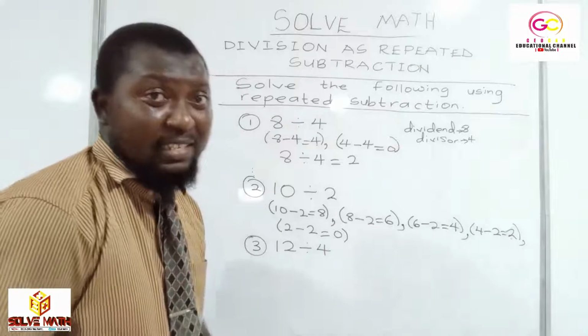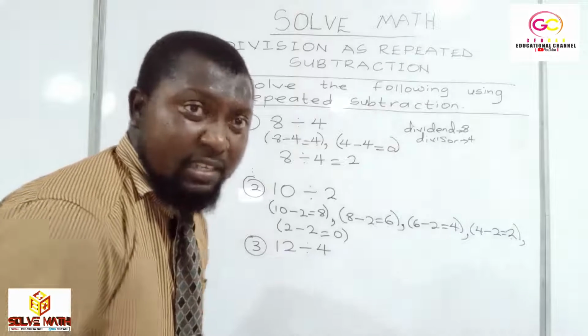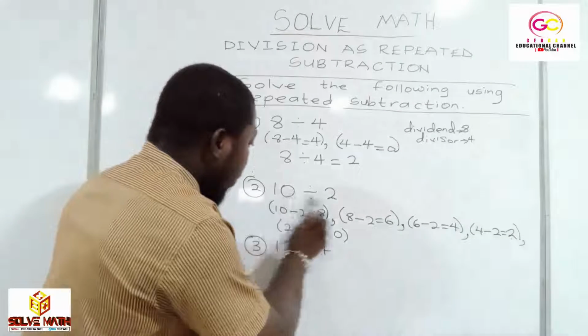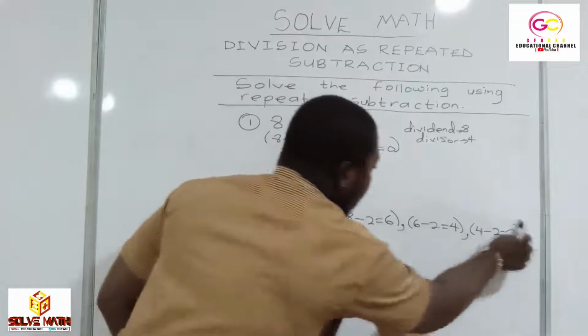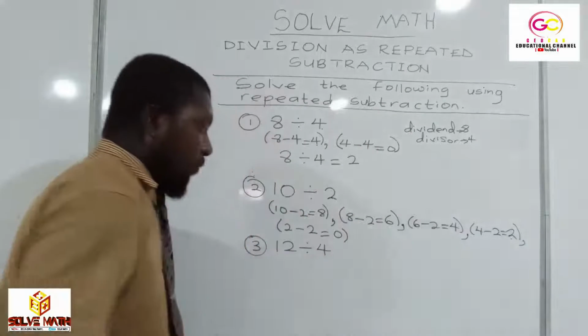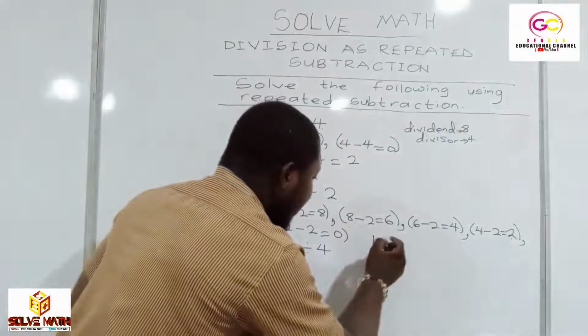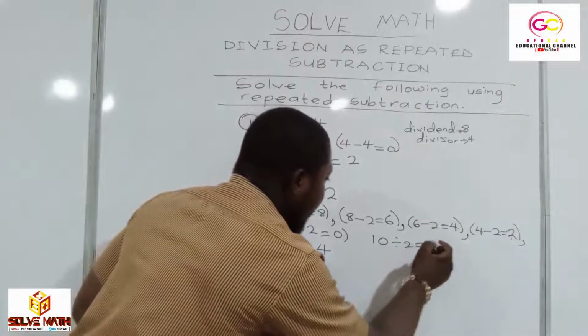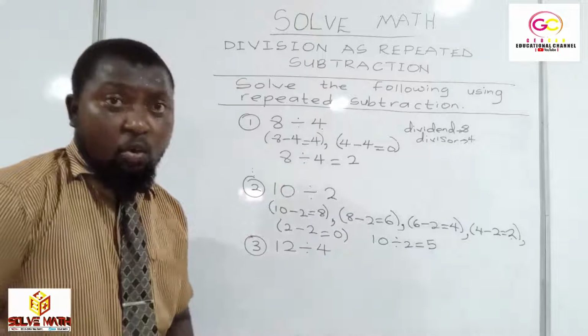Right? It was amazing. Right? Good. So now let's count the number of subtractions we did to record 0. 1, 2, 3, 4, and 5. So what does this mean? It means that 10 divided by 2 will give us 5. That is what it means. I believe you got it.